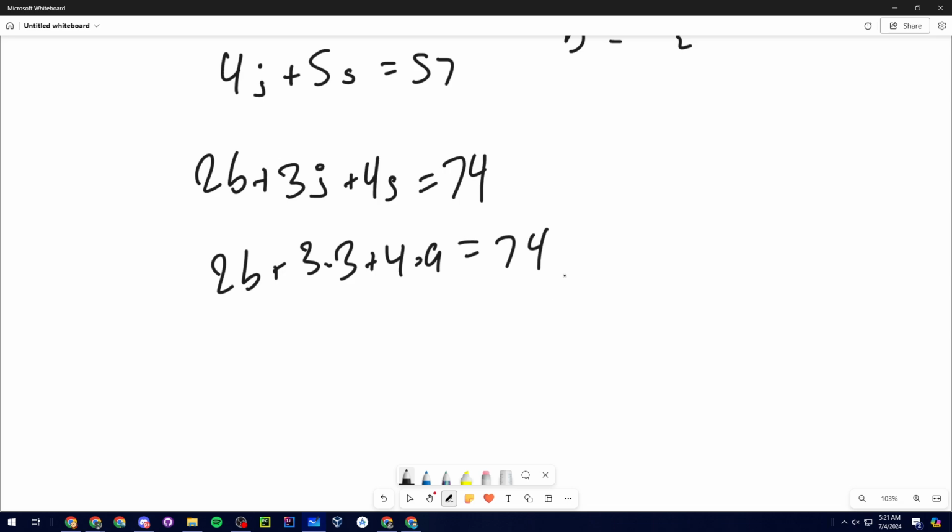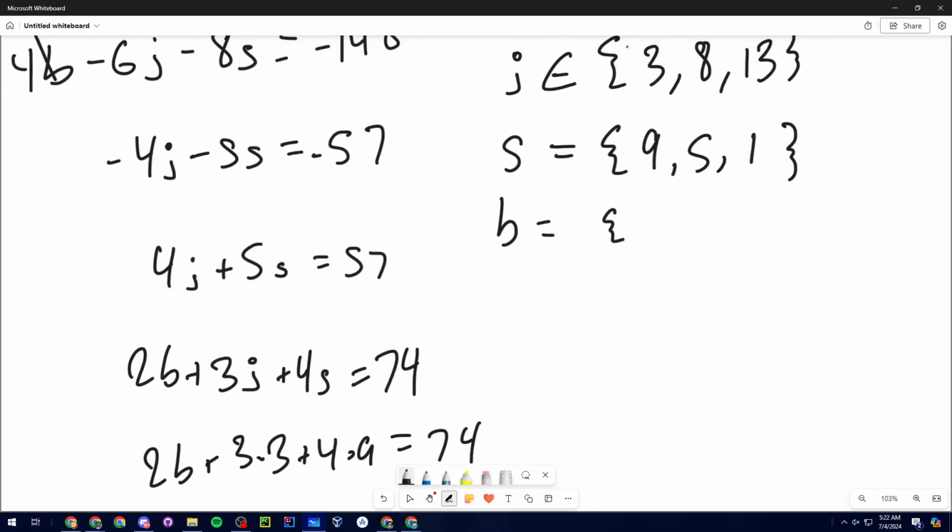So now, 74 minus 9 minus 4 times 9 is an odd number. Why? Because an even number minus an even number gives you an even number, but then take away an odd number, you get an odd number. And no odd number is divisible by 2. Therefore, b has to be a fraction. So that tells me that this is already an invalid set.